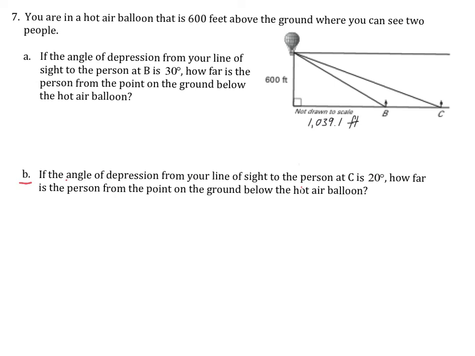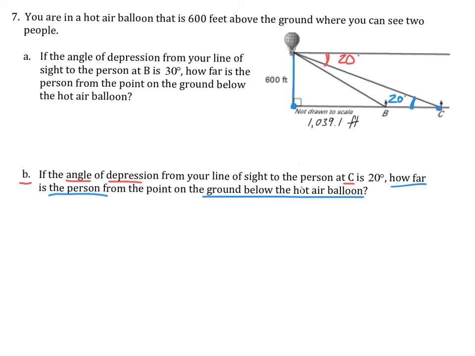Now for part B, that angle of depression has changed because now I'm looking down at the person at point C. So now that angle of depression here is 20 degrees. Now I can use the same logic I used in part A and think about the person at point C looking up at the hot air balloon. That angle of elevation is going to be the same. It's also going to be 20 degrees. So now what they want to know is how far is that person from the point on the ground below the hot air balloon. So from this point in the bottom left to point C.